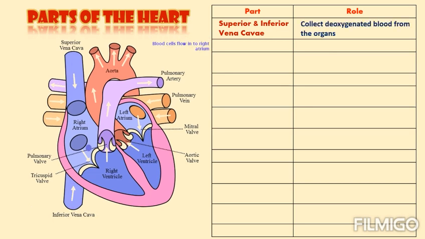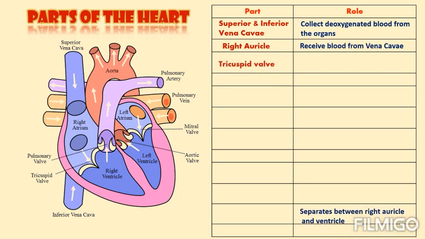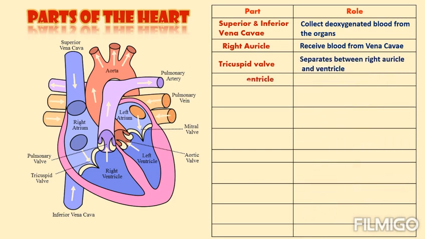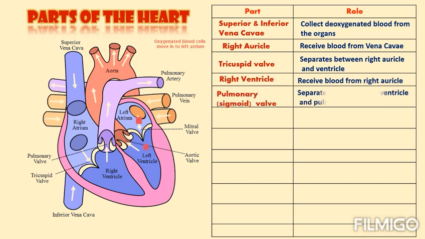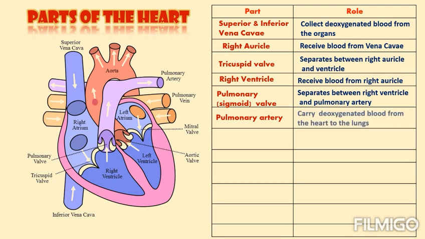These veins collect deoxygenated blood from the organs and deliver it to the right auricle that receives blood from the vena cava from all your body organs. Blood will be pumped from the right auricle to the right ventricle, and the tricuspid valve separates the right auricle and the right ventricle. Later I'm going to explain the role of valves, but right now let us continue. From the right ventricle, blood will be pumped to the pulmonary artery, the only artery that carries deoxygenated blood, and the right ventricle is separated from the pulmonary artery by the pulmonary valve or the sigmoid valve.